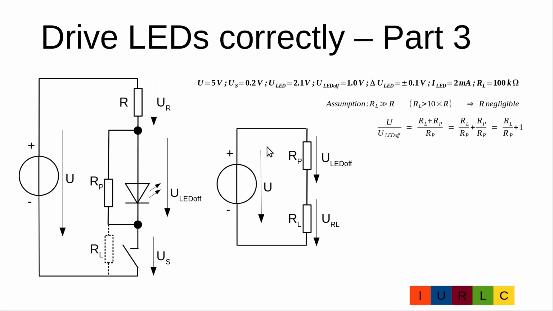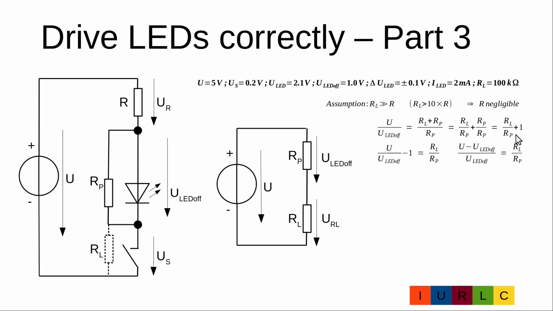Now we get the following ratio. U divided by U LED off is the same as RL plus RP divided by RP, like here. We can now separate to RL divided by RP plus RP divided by RP, and this term is 1. RL divided by RP plus 1.